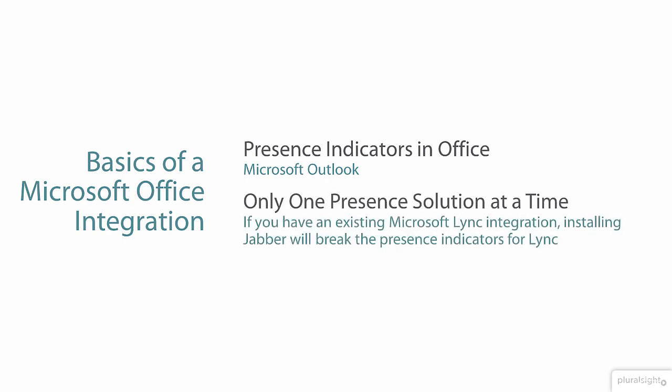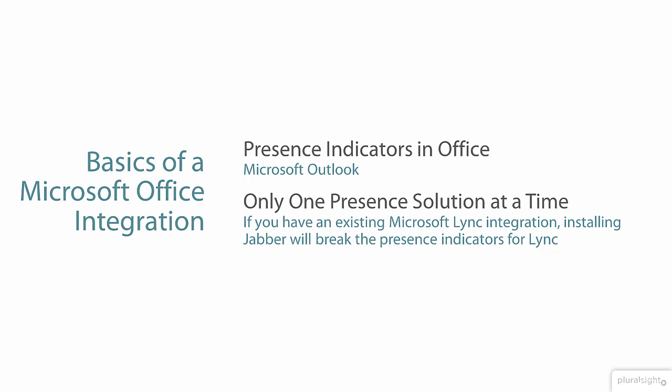One thing you need to be aware of when performing a Microsoft Office integration with Jabber for Windows is that only one presence solution can exist at a time. One of the things that's pretty common as people begin to migrate away from Microsoft Lync deployments and toward Cisco Jabber deployments is there's often a period of coexistence where both client applications want to exist on the same desktop. One issue with that is there is a Windows API for this Office integration, and only one presence solution can access it at a single time.